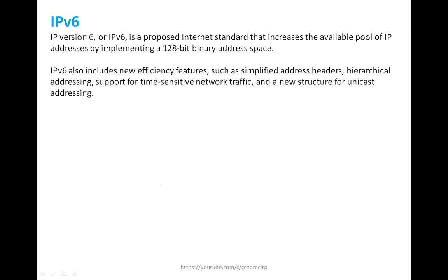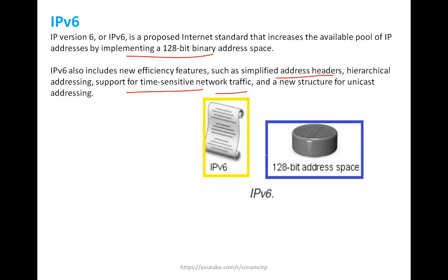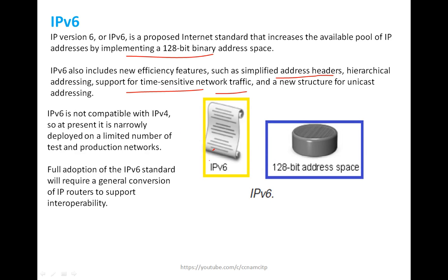Now if we talk about IP version 6, it is a 128-bit binary address, and it provides new efficiency features such as simplified address headers, hierarchical addressing, support for time-sensitive network traffic, and a new structure for unicast addressing. As I told you, in IP version 4 there is a limit, but here there is no limit. It provides more addresses as compared to version 4. This is a small understanding of IP version 6 and its 128-bit address space.